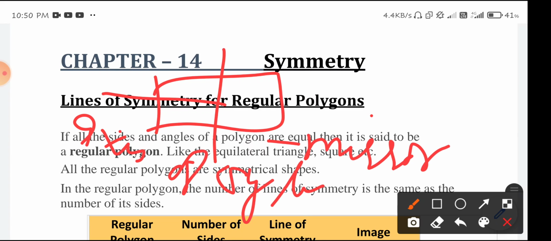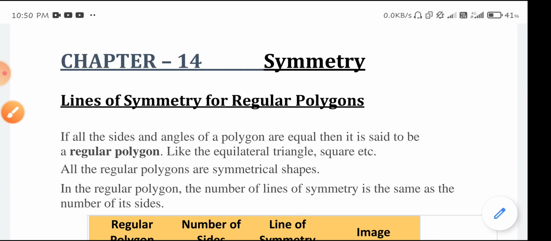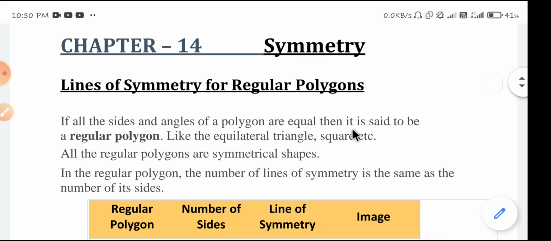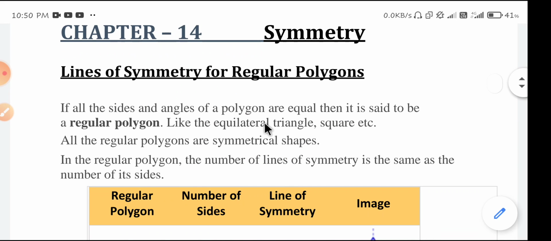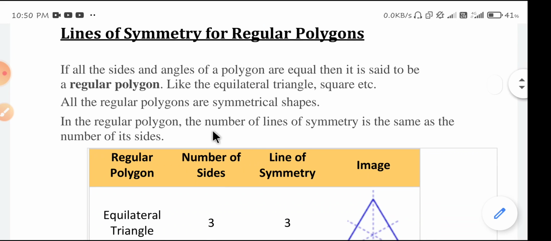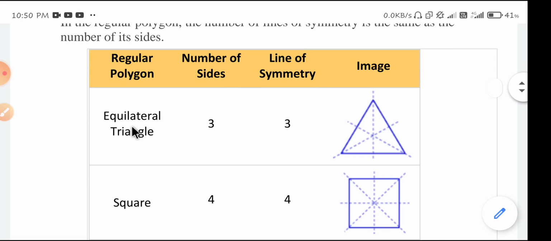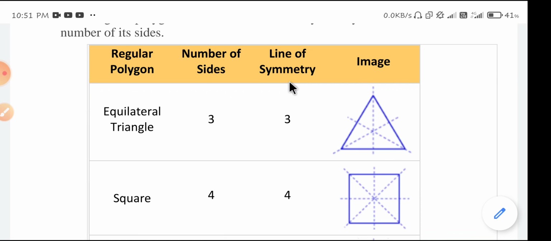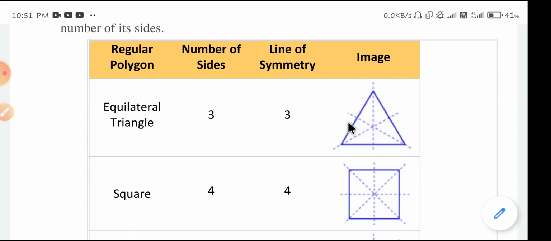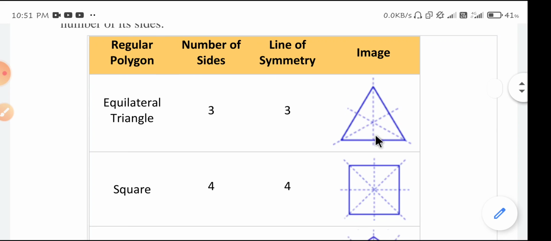Now we will see the lines of symmetry for regular polygons. Regular means in which all sides are equal, and polygon means a closed figure. So if all the sides and angles of a polygon are equal, then it is said to be a regular polygon, like the equilateral triangle, square. Now in a regular polygon, the number of lines of symmetry is the same as the number of sides. Like an equilateral triangle, how many sides are there? 3. So if 3 sides are there, the lines of symmetry will also be 3, because all the sides are equal. So how can you divide in 3 ways? You can divide it so that all parts will be equal.